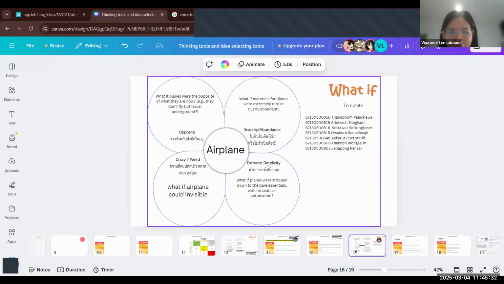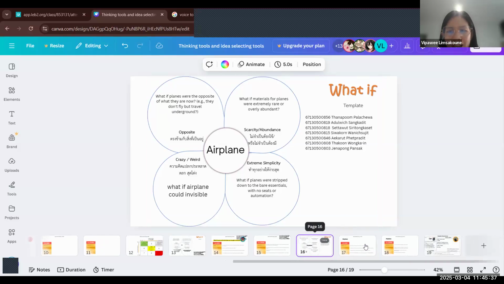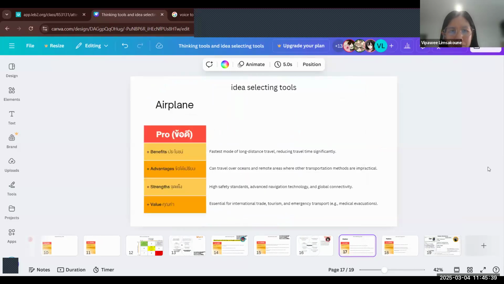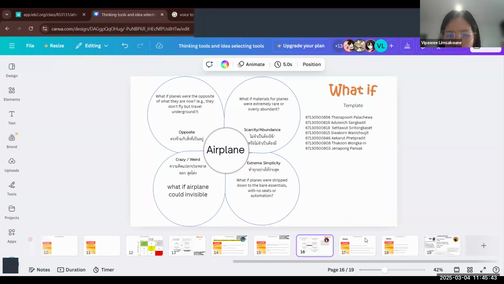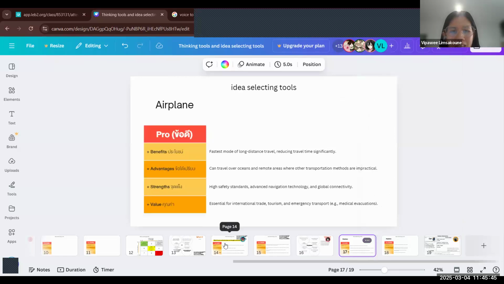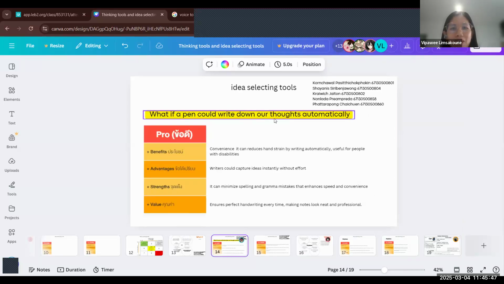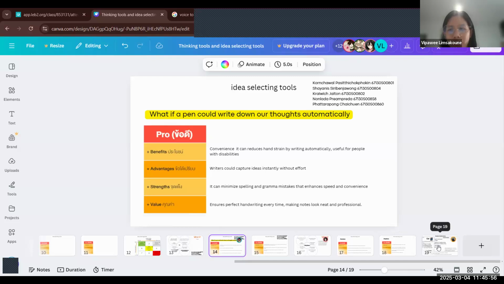And this group, they do airplane, okay? So they come up with 4 ideas, and then they analyze, they haven't put, so I suggest when you do pro and con, please write the topic that you do pro and con. Like, for example, this group, they write the topic that they do pro and con, okay? And so that would be my feedback here when you use analyzing tools, okay?